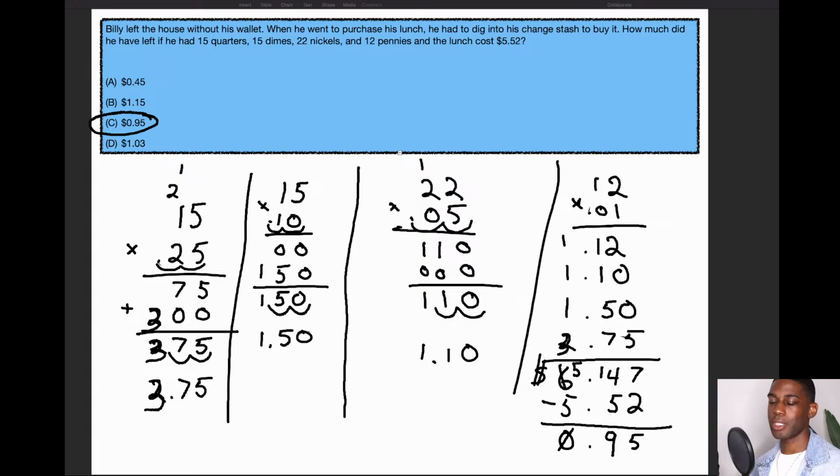Like I said, it was tedious because you have to figure out the value of each coin. So quarters, dimes, nickels, pennies, add them all up and then subtract from the total cost of the meal, which was $5.52, giving you 95 cents.